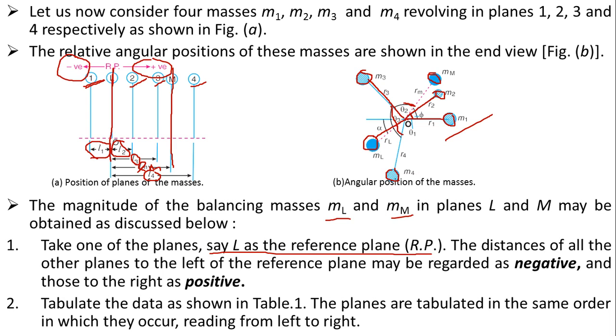But here, if the reference plane is taken in between, the left side we have to consider as negative and the right side we have to consider as positive. So distance measured on the left side is considered negative, and on the right side we consider it positive. And you have to first get all these four masses and then draw the table for this. So I'll tell you how to draw the table.